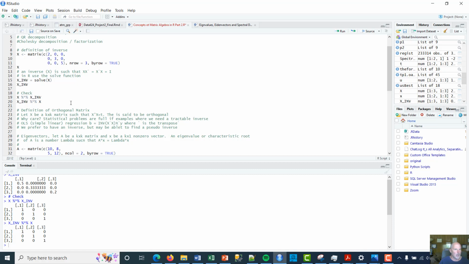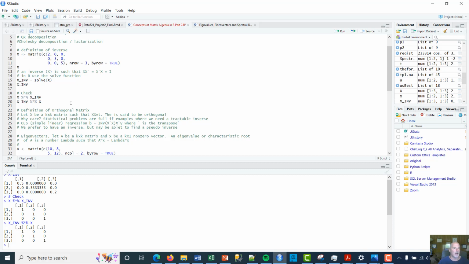So, definition of an orthogonal matrix. A matrix is invertible if it's orthogonal. So let X be a K by K matrix such that the inverse of X is equal to its transpose. It's said to be orthogonal. All right.